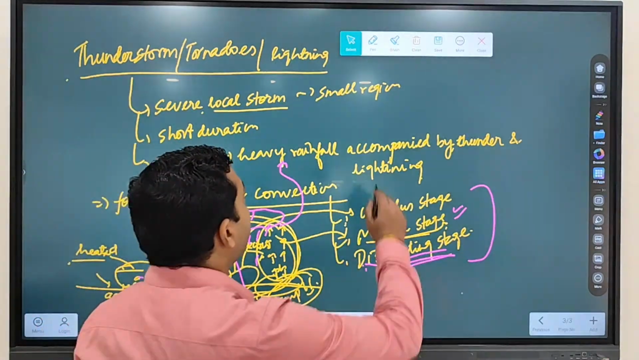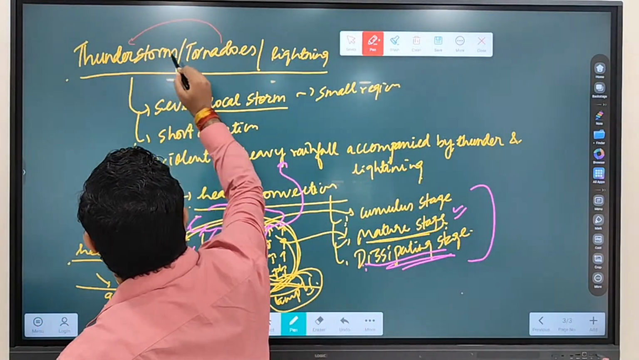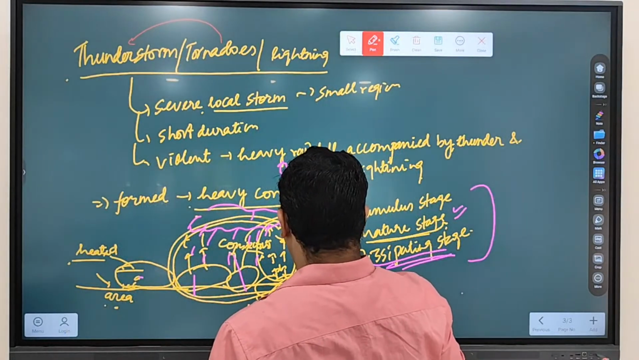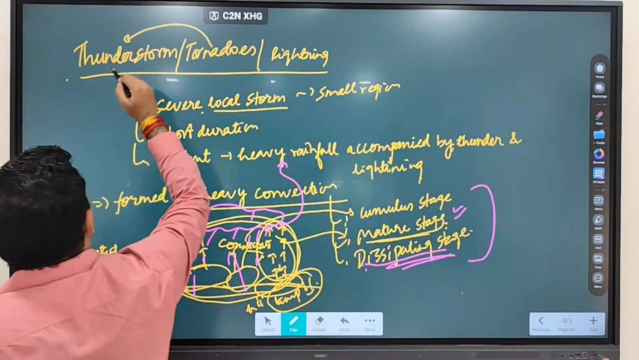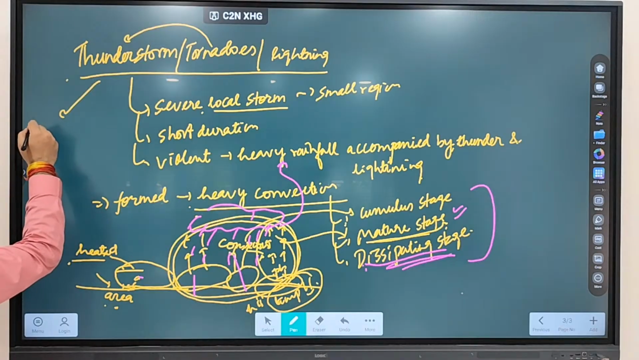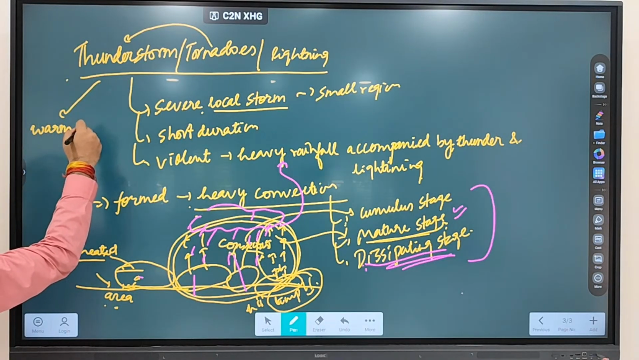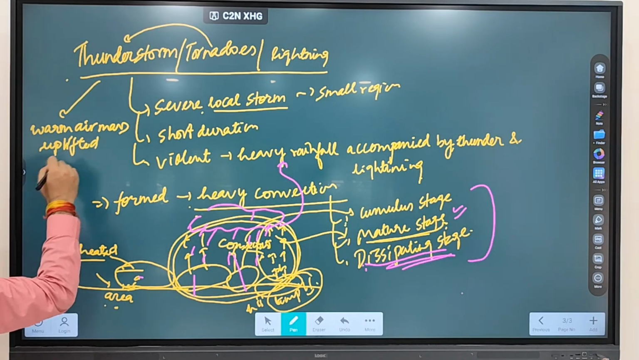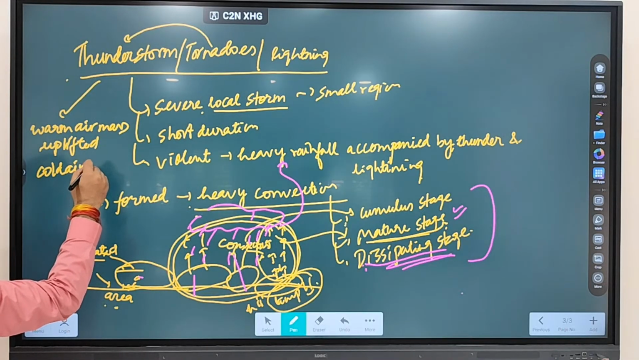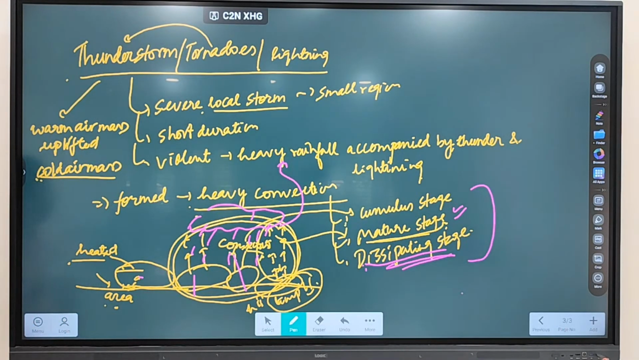Now, tornadoes are a kind of thunderstorm. It is a kind of thunderstorm that you find where the warm air mass is uplifted by cold air mass. So it occurs where warm air mass is uplifted by cold air mass. Clear? So where do you see warm air mass uplifted by the cold air mass? Where do you see it?